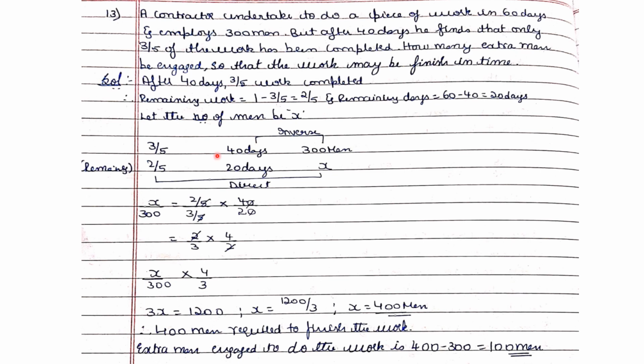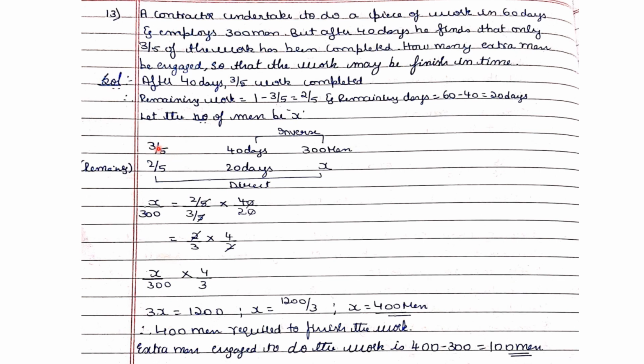So here you had 3/5 of the work, you had 40 days, and you had 300 people. In the same way, the remaining work was 2/5 of the work, but you had only 20 days, and you have to find out how many men were required. So now compare, whenever you have anything as x. This whole men has to be compared with days and with work. So this is how our comparison is done.